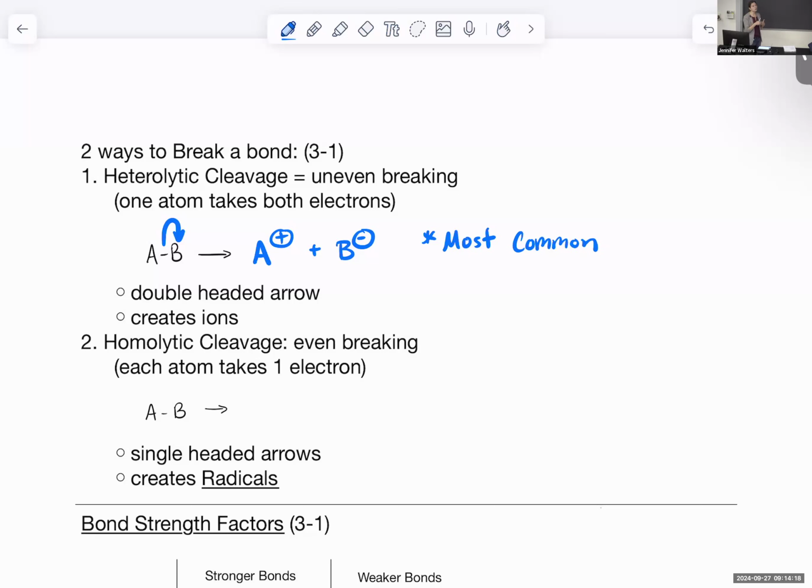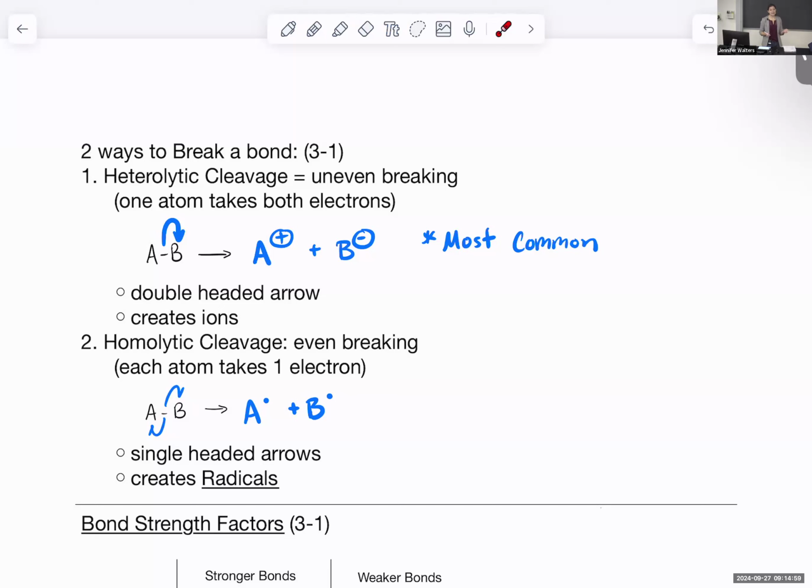We also have homolytic cleavage, homo meaning same. So we are going to have even breaking. That is where each atom of the bond takes one electron, so we are evenly breaking that bond. That is creating radicals. That uses those single-headed arrows, sometimes called fish hooks, showing that one electron is going in each direction. This is less common, so much less common that we are not going to do these arrows again until the very end of the semester. It'll be our last lecture where we do this again.